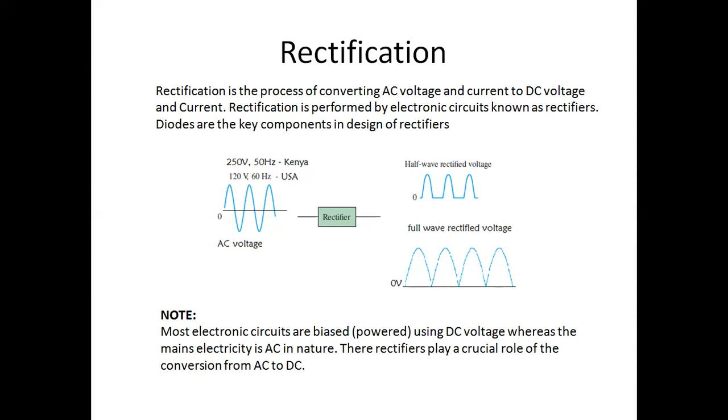A point to note is that rectifier circuits are very common in most electronic devices. Why? Because most electronic devices require DC power to operate them. But you find that the kind of power you get at the mains is AC. That's the power that we receive from the mains electricity. And so for you to operate these electronic devices, which are DC powered, you need that section of the circuit that will convert AC from the mains to the DC that is required to power the electronics.